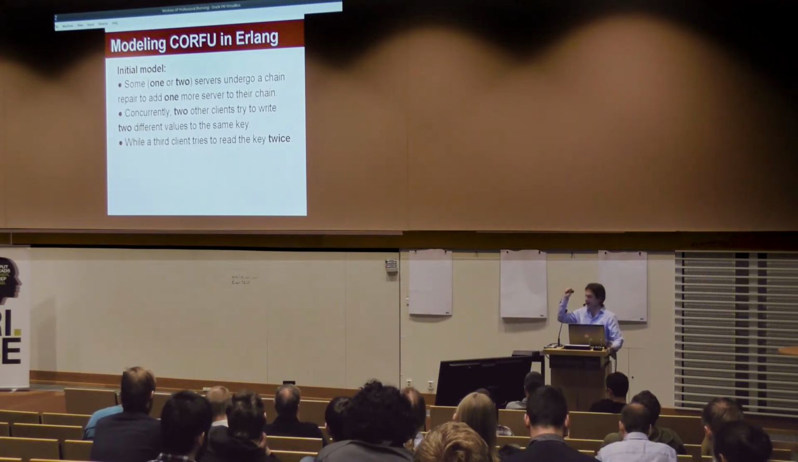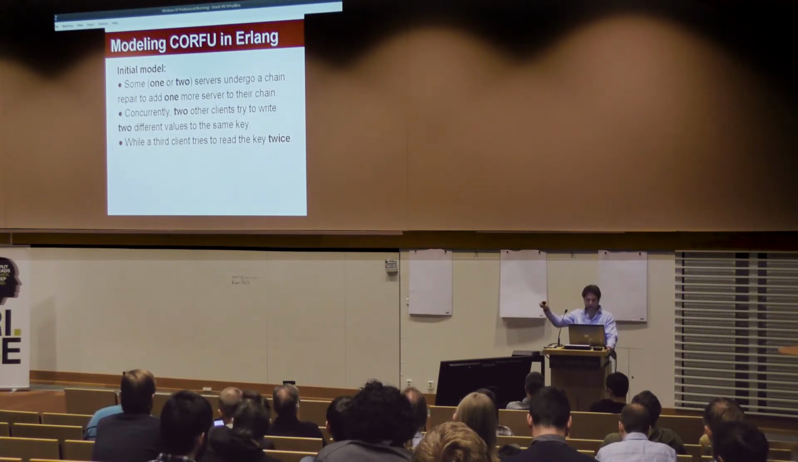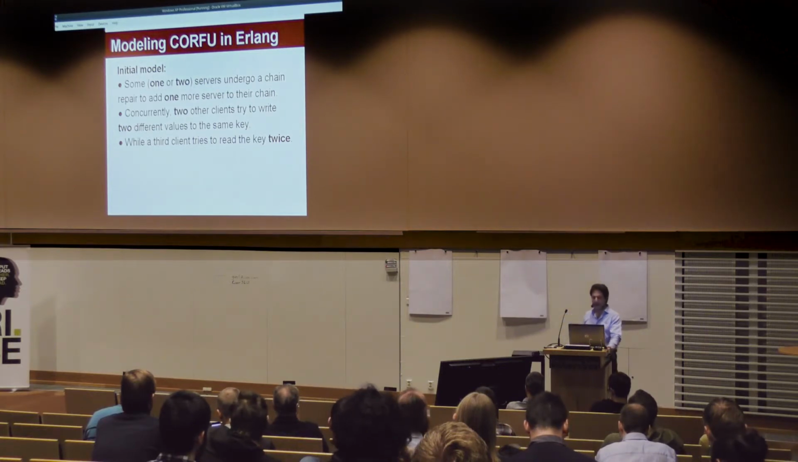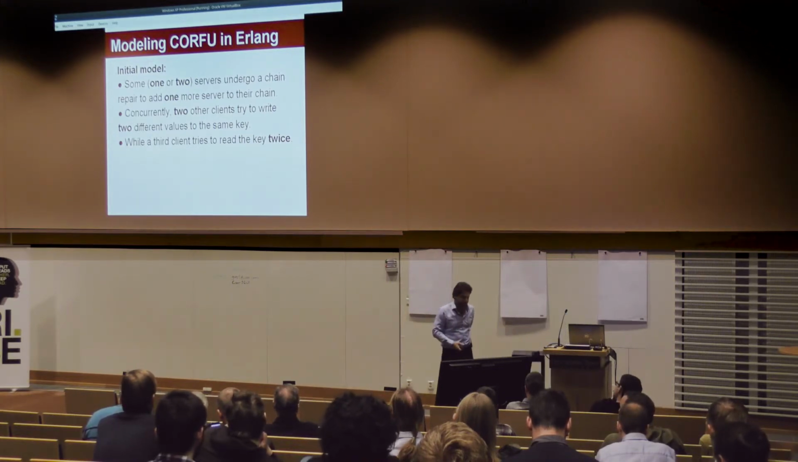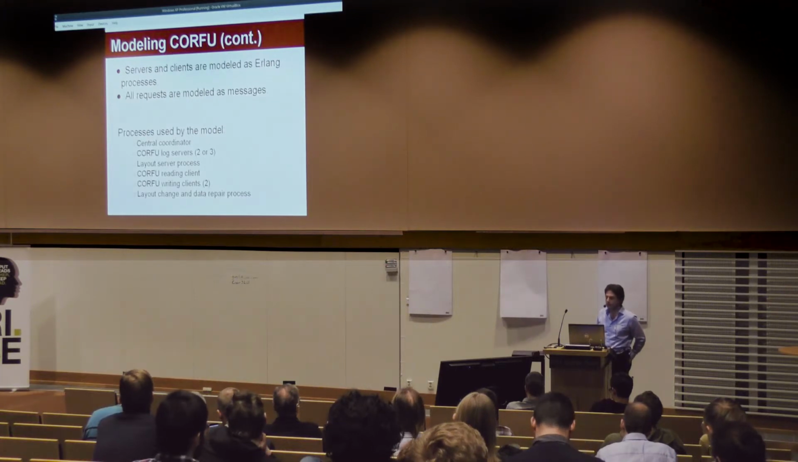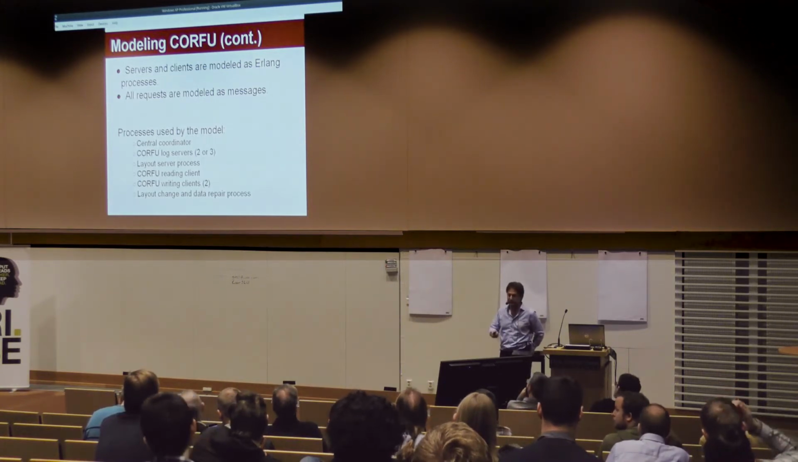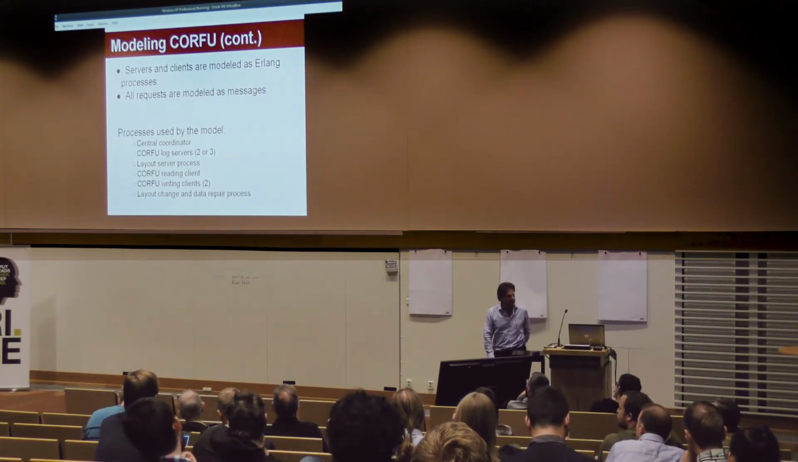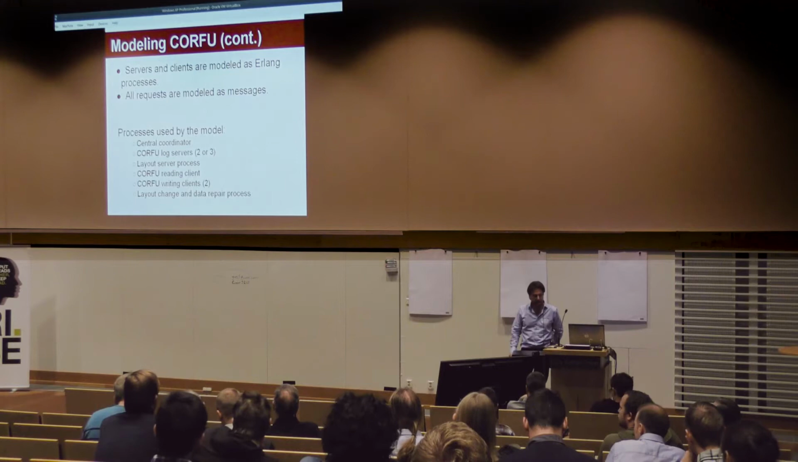And concurrently, you have clients that try to write new values to the same key. This is a key value store. You need two clients because you need to have two different values so that you can check which one is read. And the third client tries to read the value of that key. So that explores all the possibilities of what can go wrong here. The servers and clients are modeled as Erlang processes. Erlang is a concurrent language that has processes, so it works very nicely to model these entities as Erlang processes. All requests that are happening here are modeled as messages, so they are totally asynchronous, so you check all the possibilities of what can happen.